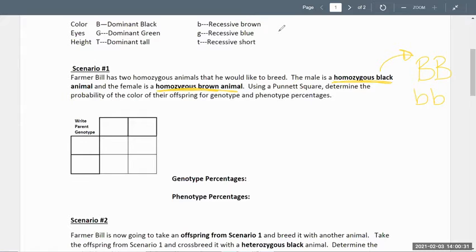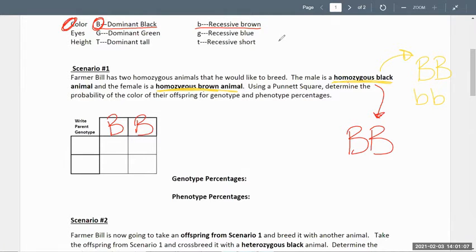Now, how do we know which is which? Again, we're going to go up here. We're looking at color. We know that the big dominant allele is black and the recessive is brown. So we're going to use that information to figure out what these genotypes look like. For the homozygous black animal, we look up here. Black is our dominant, and it's homozygous, so they're going to be the same. So we have 2 big dominant letters. So we're going to put this over here, outside of our Punnett square.